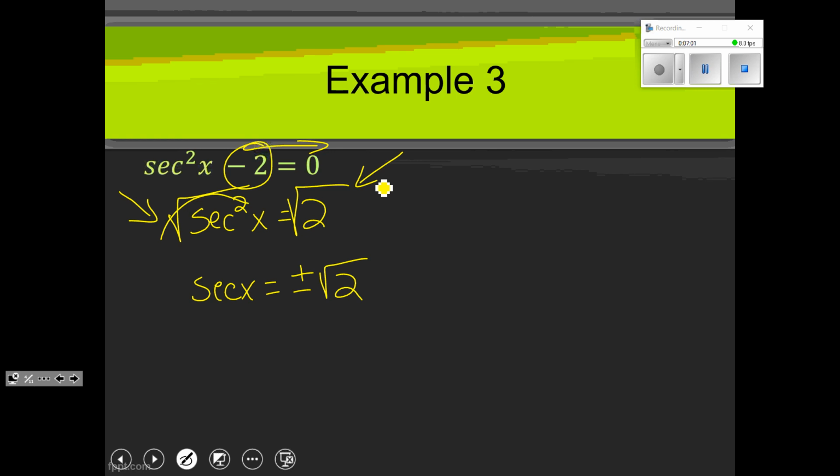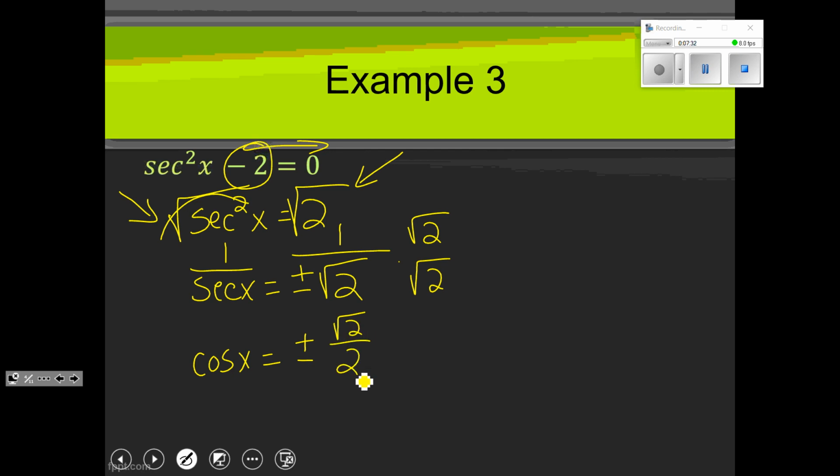secant of x equals plus or minus square root of 2. But you can use it from the secant, okay? Or I would go back to your original trig function. So we know secant, if we take the reciprocal of secant, so if I did 1 over secant, that would be cosine of x. And so if I take the reciprocal of this, I'd have to rationalize it. It would be plus or minus square root of 2 over 2.